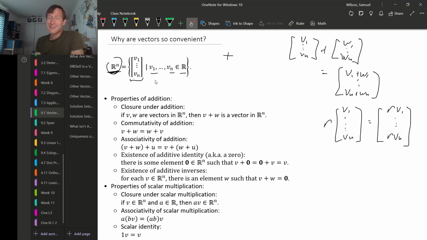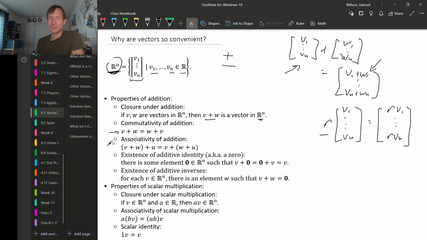And what's nice about vectors is that these operations have a bunch of nice properties. So the first one is closure under addition. If you take two vectors in Rn and add them together, you get another vector in Rn. And that one's pretty obvious. There's nothing to prove there. Commutativity of addition is also another really nice property. The reason that vector addition commutes is because when it comes right down to it, vector addition in Rn is just adding real numbers together, entry by entry. And of course, real number addition is commutative.